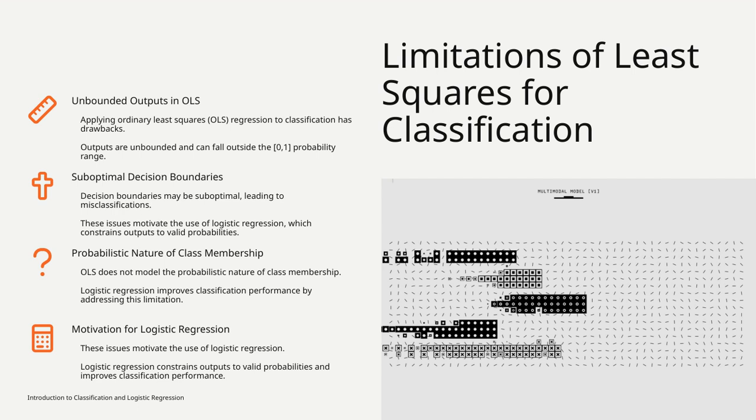Logistic regression ensures that the predictions are always between 0 and 1, making them valid probabilities. Plus, it better models the inherent probabilistic nature of class membership. Instead of just trying to fit the data with a line, it explicitly models the likelihood that a given input belongs to a particular class. All of these issues, unbounded outputs, suboptimal decision boundaries, and the lack of probabilistic modeling, are what motivate the shift towards logistic regression. It provides a more appropriate framework for classification tasks by constraining outputs to be valid probabilities and ultimately improving the model's classification performance.